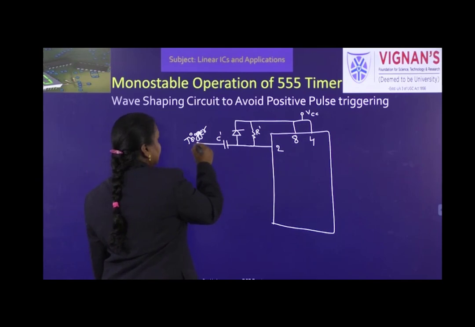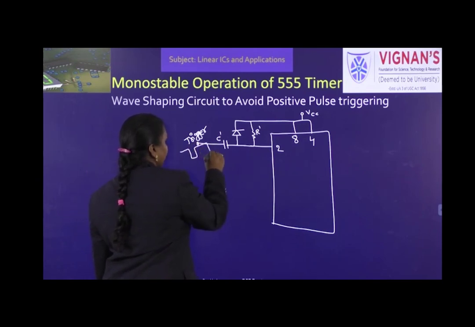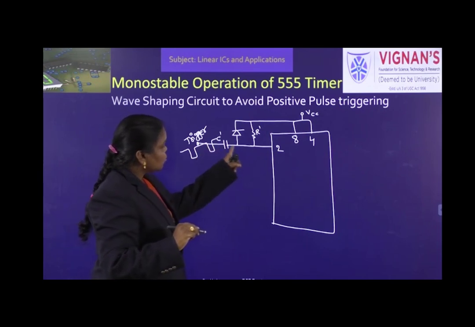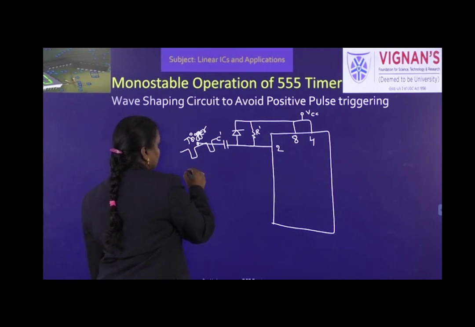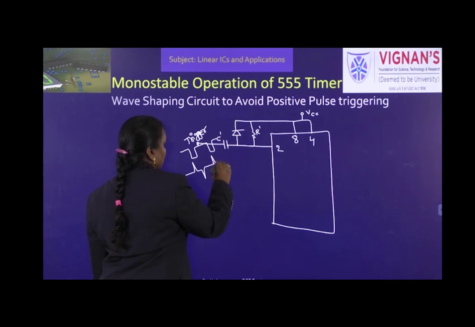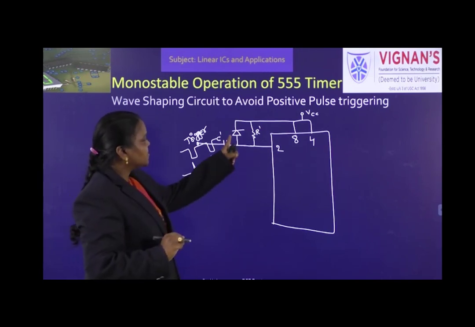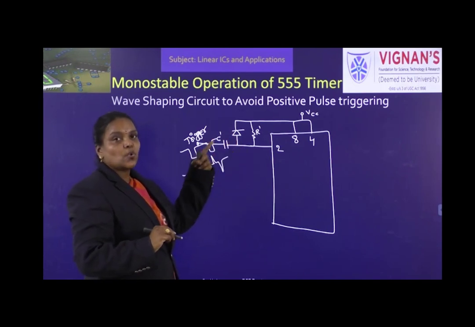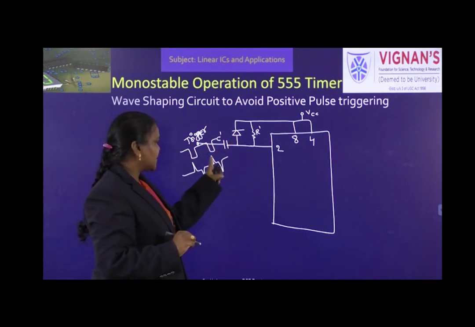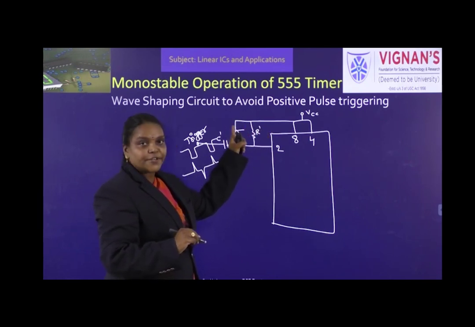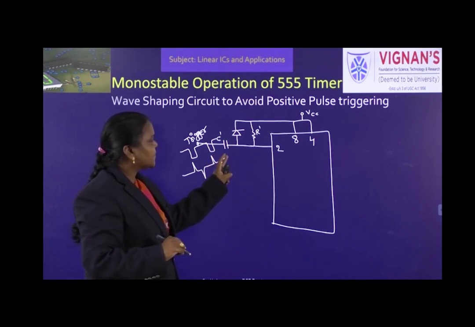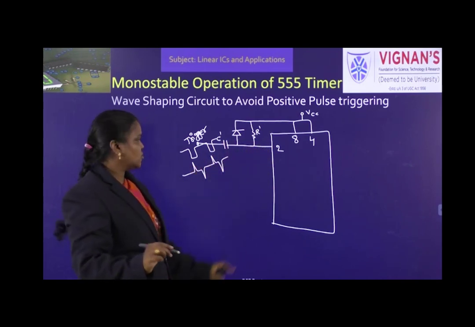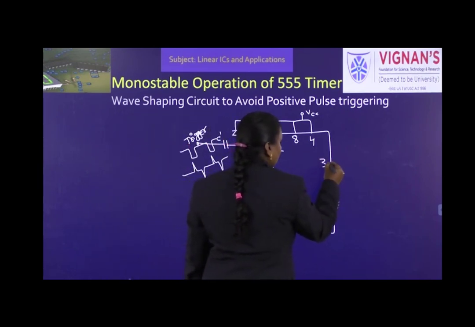So what happens here? Trigger pulses are actually like this. Now it is passing through a high pass filter, which acts as a differentiator. So you will have spikes like this. And this diode prevents the positive going trigger pulses, because during a positive going trigger pulse, it will be directly shorted to VCC, so it will be clamped to 0.7 volts. Whereas only the negative going trigger pulse will affect the circuit. And at the third pin we take the output.